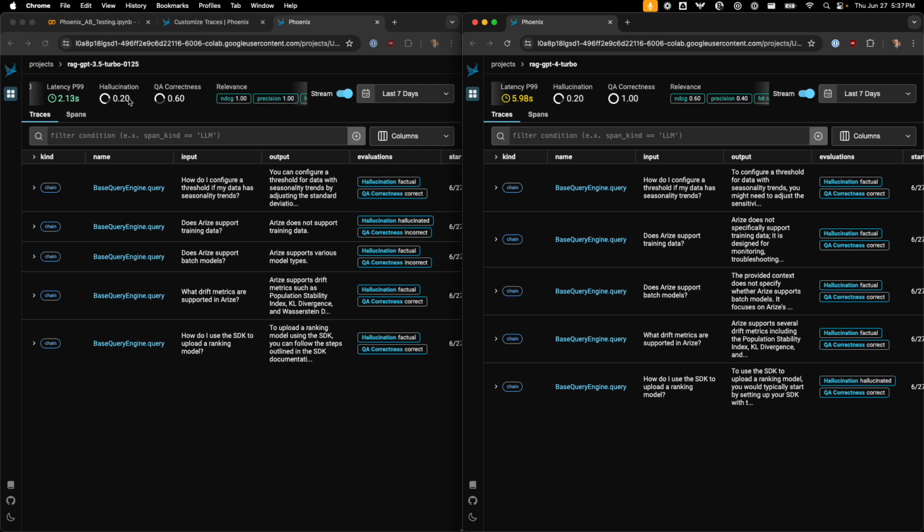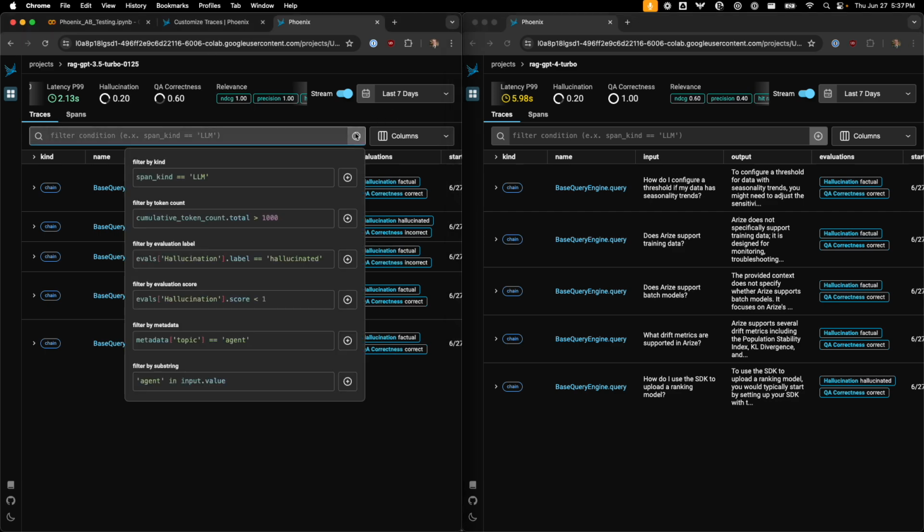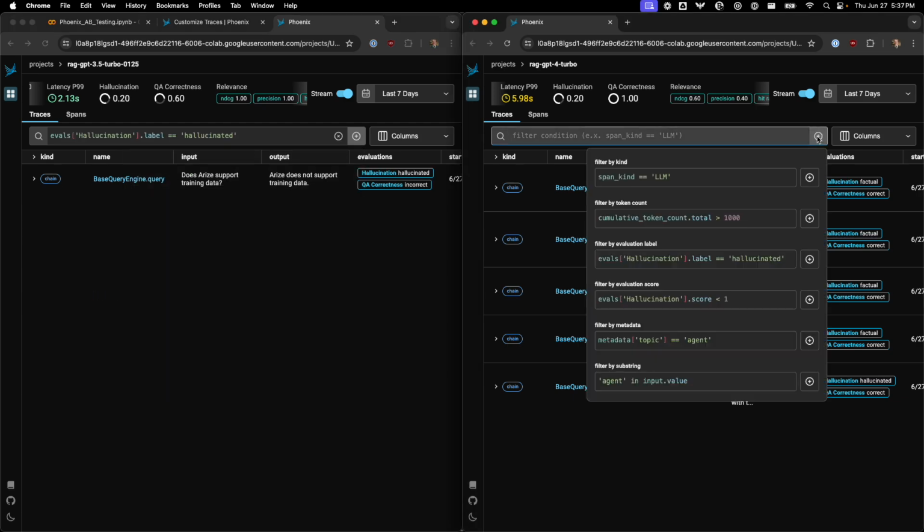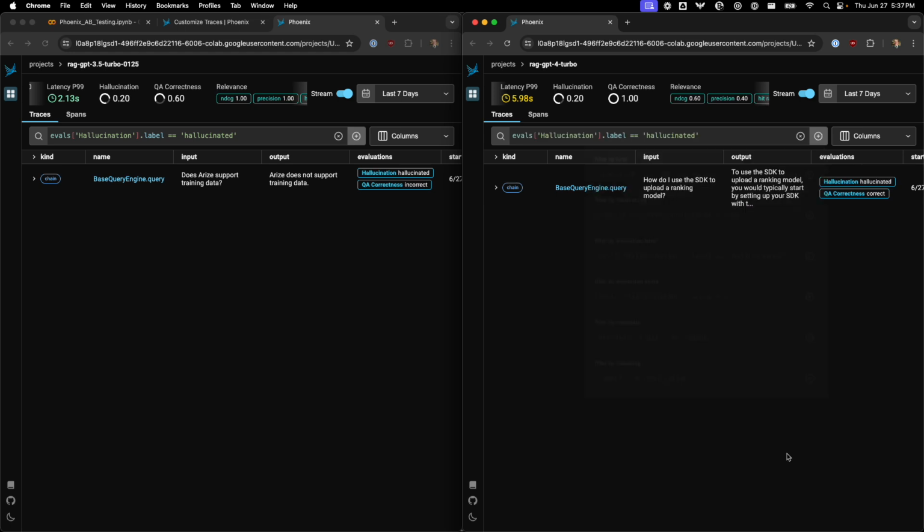To start with the hallucination rate, this determines if an answer to a question contained false information based on the reference text. What we'll do is filter each group of traces for hallucinations. Now, what we notice is that the hallucinations do not happen on the same traces.